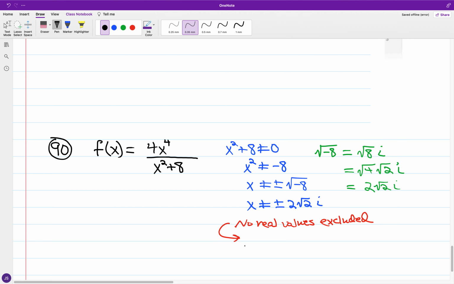So that means that the domain is just going to roam free. We have the set of all real numbers. You have another case where there are no holes or vertical asymptotes.